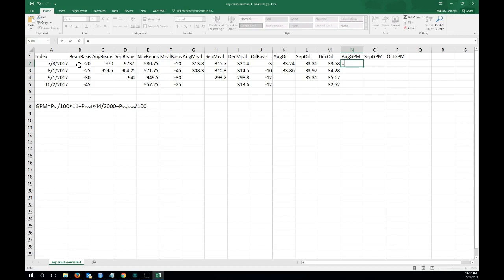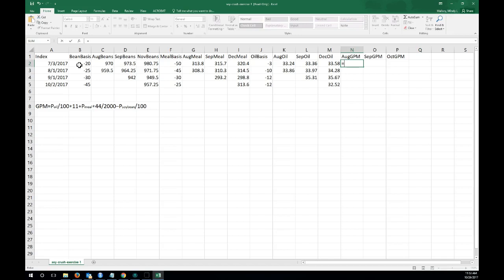If we have some reason to make another expectation, either higher or lower for August, and we were trying to forecast our own gross processing margin for August based on this forward curve, then we would put our own estimate in for basis. But we're going to either pretend like this is our estimate for basis, or this is the actual basis in July, and we think it's going to remain constant.